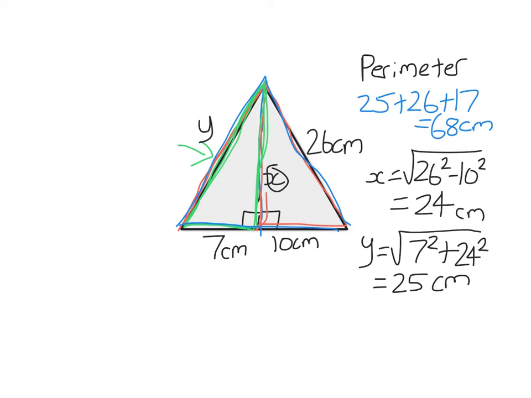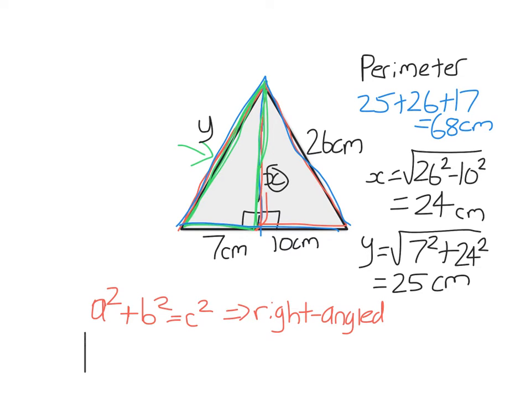So the last thing I want to mention about Pythagoras is it also allows you to tell whether a triangle is right-angled. So if a squared plus b squared equals c squared, so if you're given a triangle with 3 side lengths and a squared plus b squared does equal c squared, that means the triangle is right-angled. If a squared plus b squared does not equal c squared, then it's not right-angled. So, for example, if I give you a triangle like this, and I give you lengths, say, 8, 11, and 14, okay? Is this triangle right-angled?